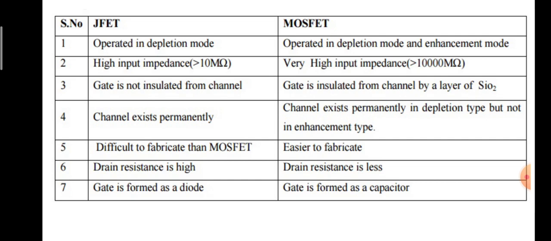JFET difficult to fabricate than MOSFET. MOSFET easier to fabricate. JFET drain resistance is high. MOSFET drain resistance is less. JFET gate formed as a diode. MOSFET gate is formed as a capacitor.